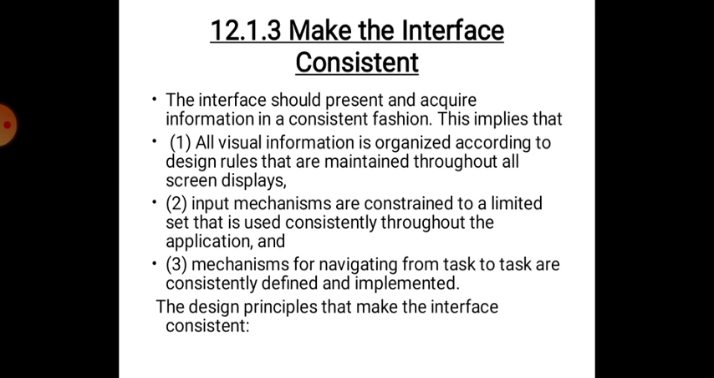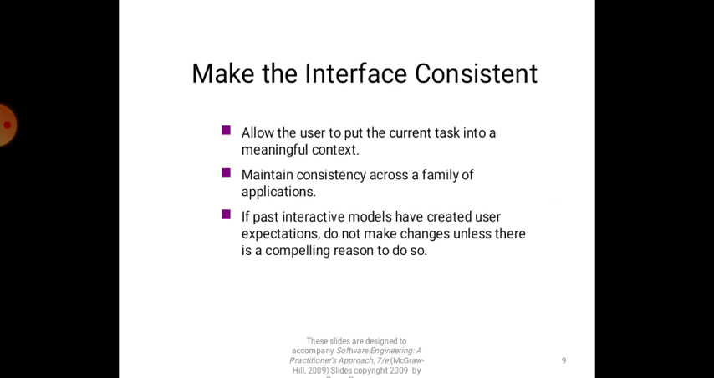Many times the input mechanism should be very simple to use, and you can put some constraints and limitations so that consistency is ensured. Point number 3, mechanisms for navigating from task to task are consistently defined and implemented. It should be easy to navigate. So the design principles that make the interface consistent are, there are 3 main principles.